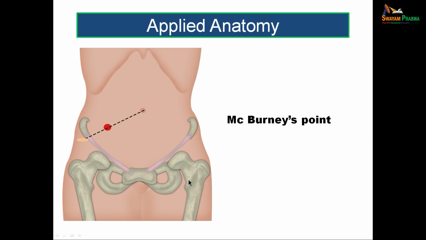When there is appendicitis, maximum tenderness is found at this point, and this point is called McBurney's point. McBurney's point is marked by drawing a line connecting the umbilicus to the anterior superior iliac spine, and marking a point at the junction of the medial 2/3 and the lateral 1/3, which is called McBurney's point. Here is maximum tenderness during appendicitis.